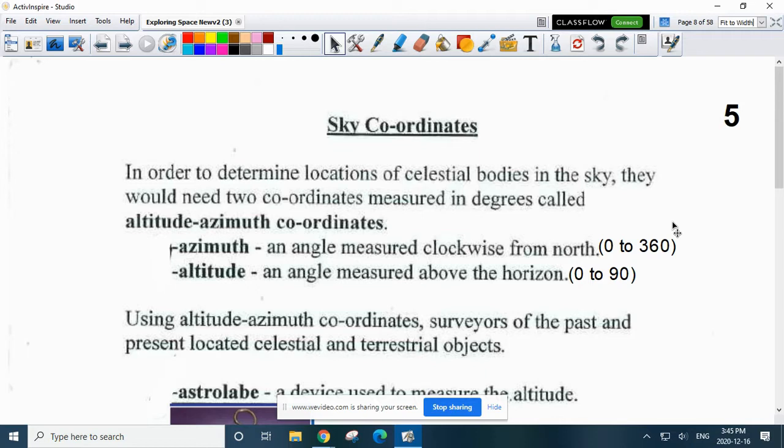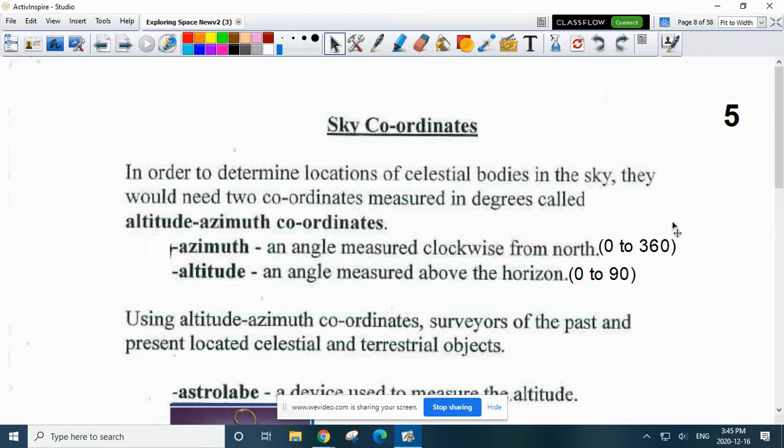Okay, and so azimuth, so in order to determine the location of celestial objects in the sky, they need two coordinates measured in degrees called altitude and azimuth. Now, azimuth is an angle measured clockwise from the north. So it could go from 0 to 360. North is 0, right? East is 90, south is 180, west is 270. Back to north again is 360. So 0 and 360 are the same.